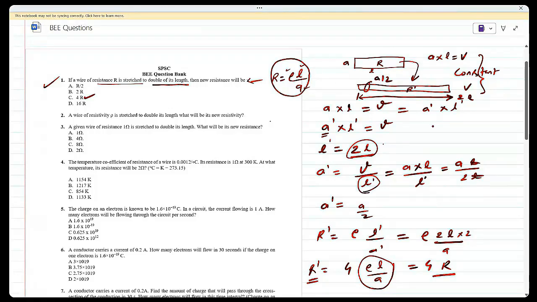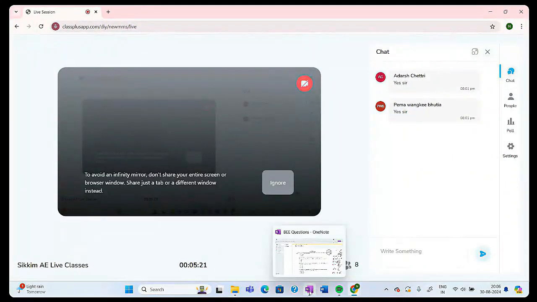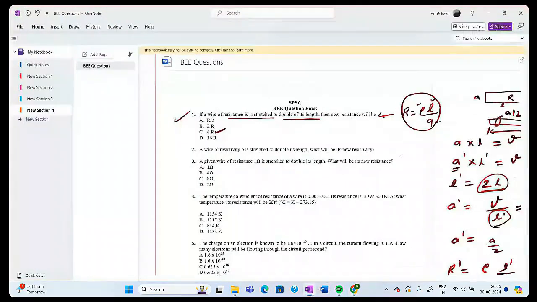Is it clear to everyone? If it is clear, just drop a message in the chat box. Otherwise, I will repeat this once again, because here we are building our concept. Just drop a message. If it is clear, then we can proceed. Yes, is it clear? Please repeat. Okay, that's why I was asking. So let me repeat it once again.